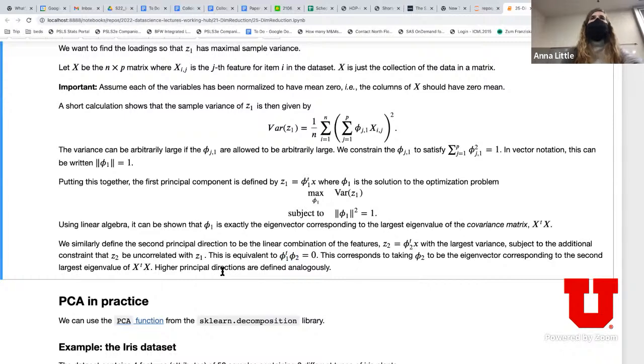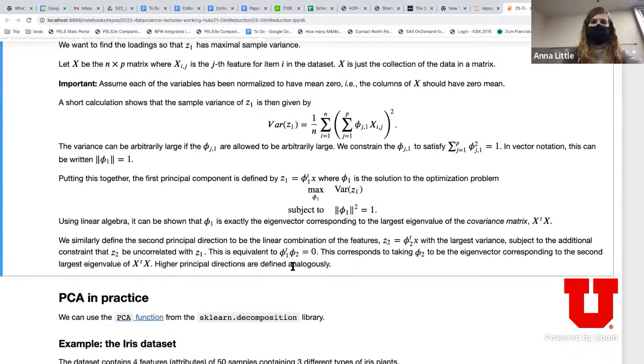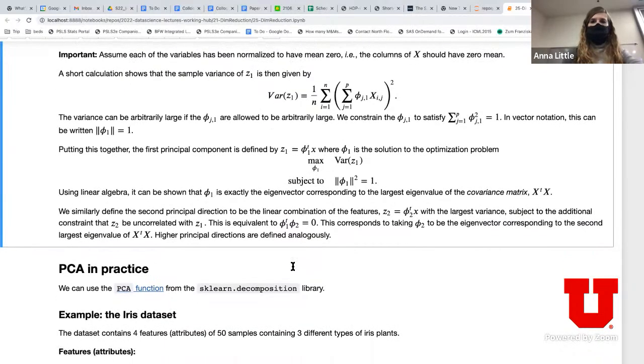All right, so before we look at this in Python, any questions on PCA or what we're doing here?